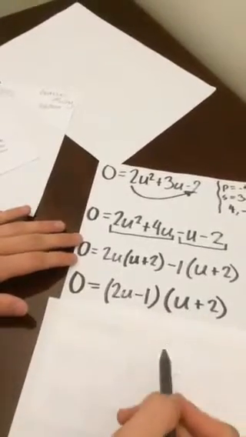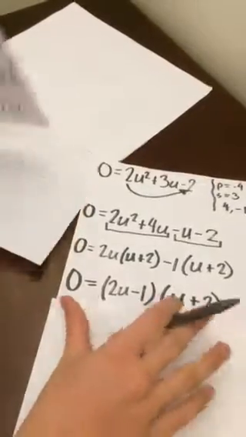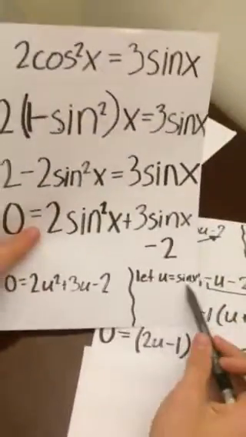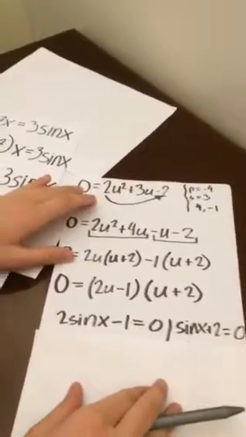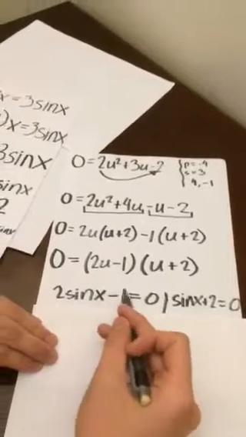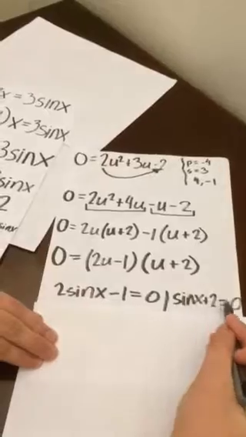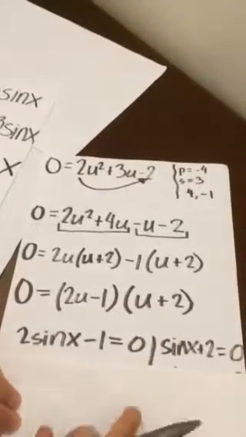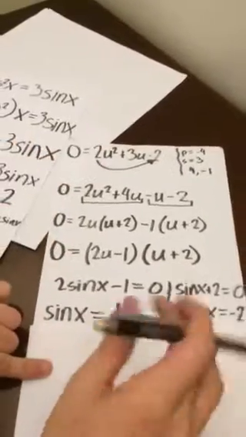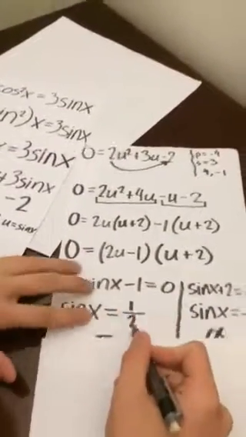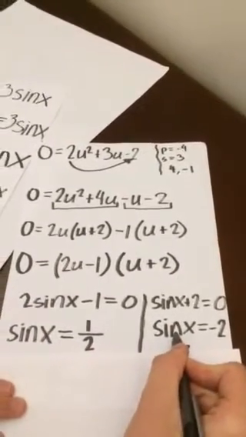Now we need to set each of the factors equal to 0, and at the same time we're going to substitute back in for our let statement in which we said let u equal sine x. So now we're going to say that 2 sine x minus 1 equals 0, and sine x plus 2 equals 0. Then we're going to get the sine x's by themselves. So on this side of the equation, we will have sine x equals 1/2. And on this side, we will have sine x equals negative 2.